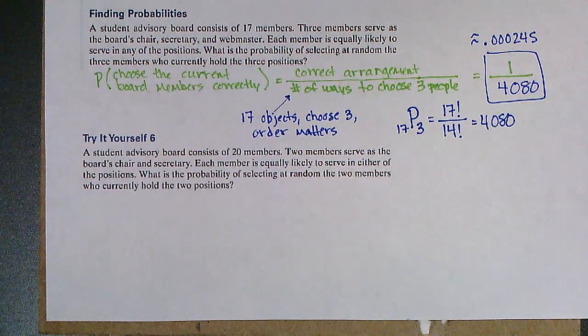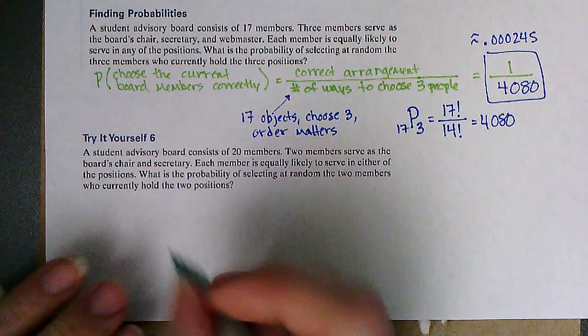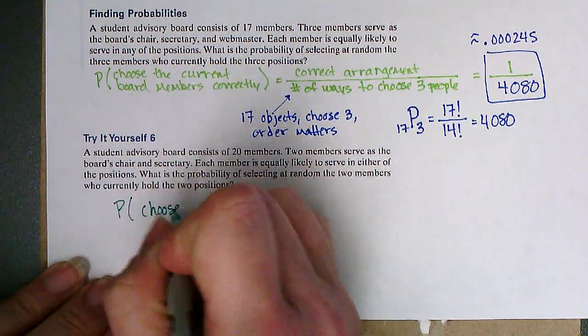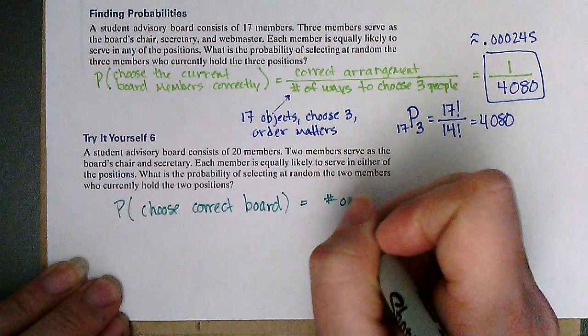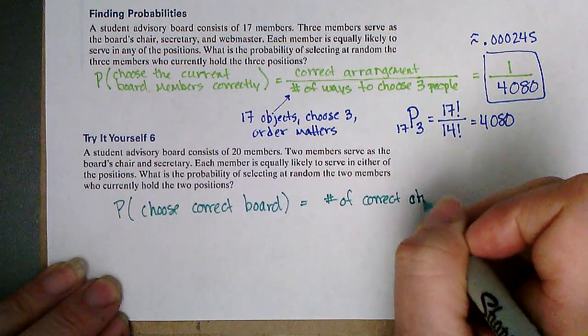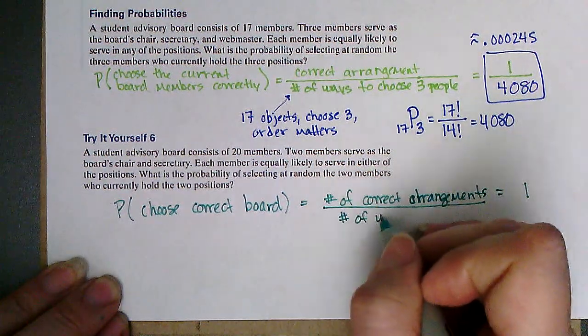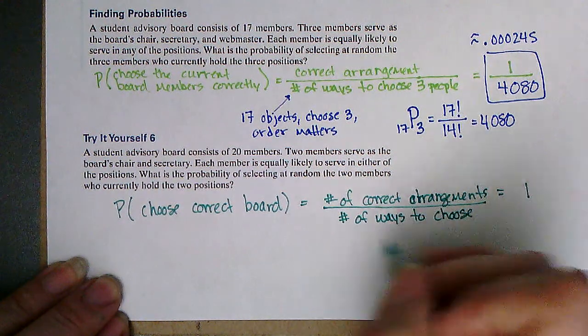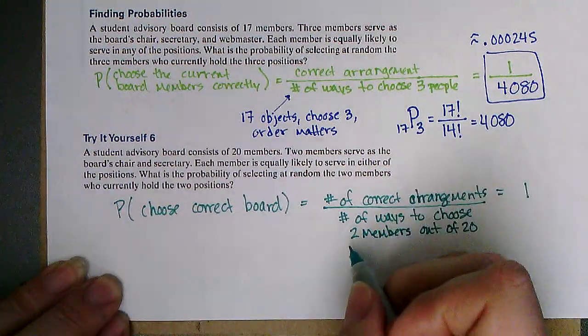A student advisory board consists of 20 members. 2 members serve as the board's chair and secretary. Each member is equally likely to serve. What's the probability of selecting at random the 2 members who currently hold the 2 positions? So this is basically going to be the same as the problem we just did. So the probability that we choose the correct board, I'm just going to shorten this process a bit, would be the number of correct arrangements, which is 1, divided by the number of ways to choose 2 members out of 20 when order doesn't matter.